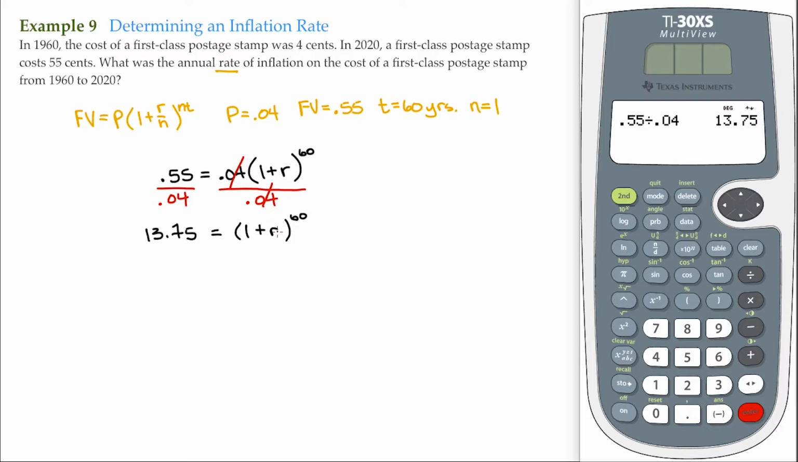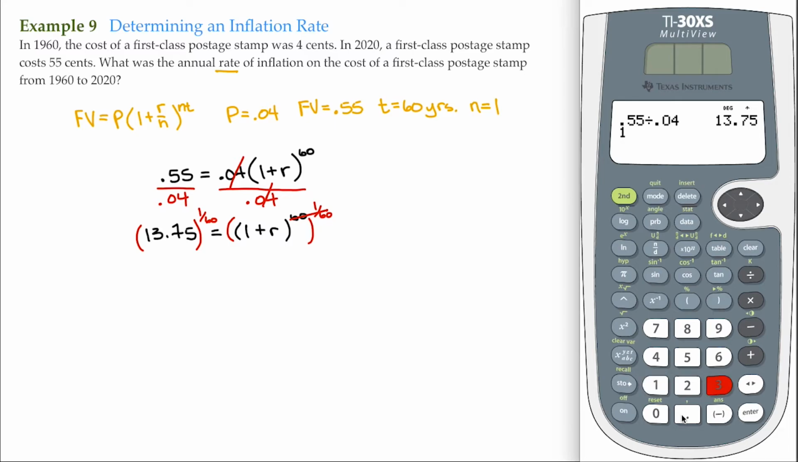So the next thing we'll do is go ahead and use the power rule of exponents. So we'll raise this to the 1/60th power because I need to deal with that exponent there. And algebra says what I do on one side, got to do on the other, so we'll raise this to the 1/60th power. These will cancel, that's the whole idea. And then 13.75 raised to the 1/60th power.